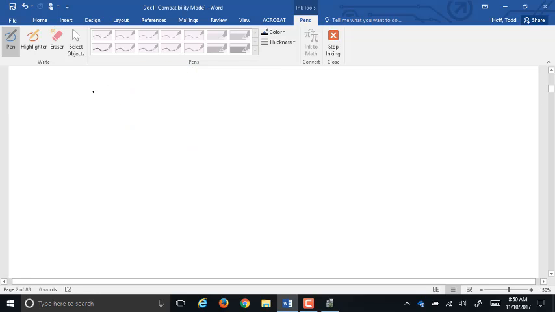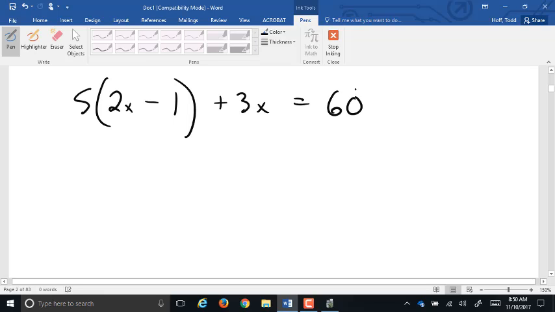Like this. Here, I cannot just divide by 5. It won't work. So we have to multiply that out. So again, we see the parentheses. There's nothing we can do there. So we're going to multiply by the 5. What is 5 times 2x? 10x. 5 times negative 1 is a negative 5. We have positive 3x equals 60.